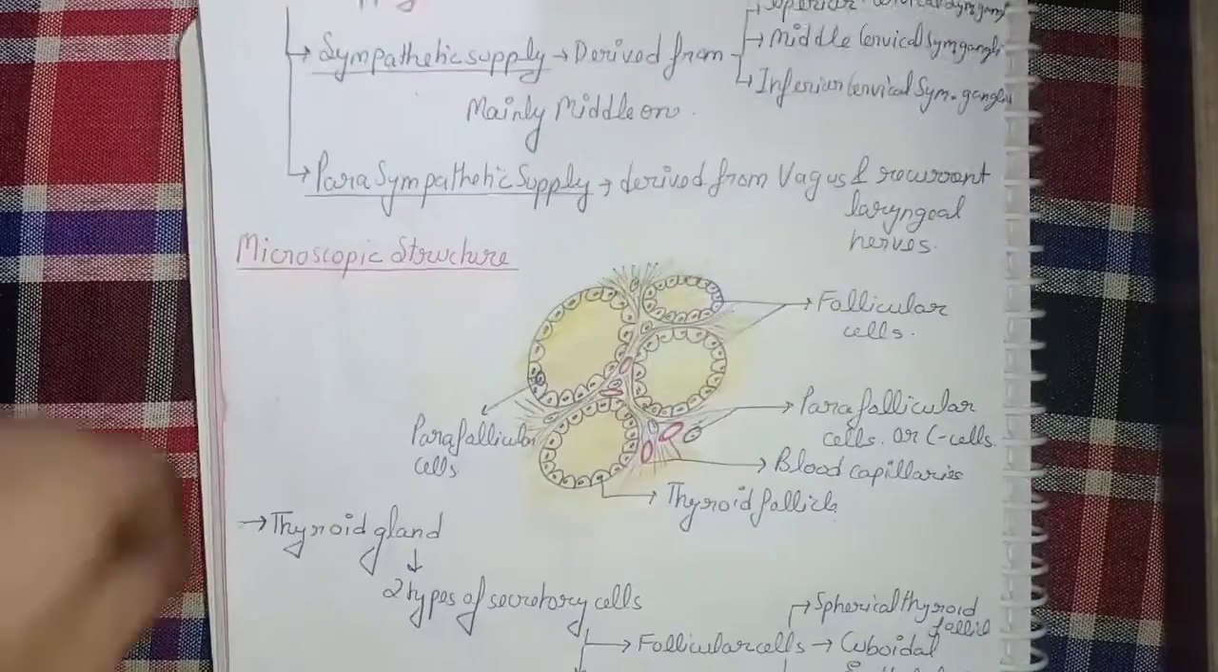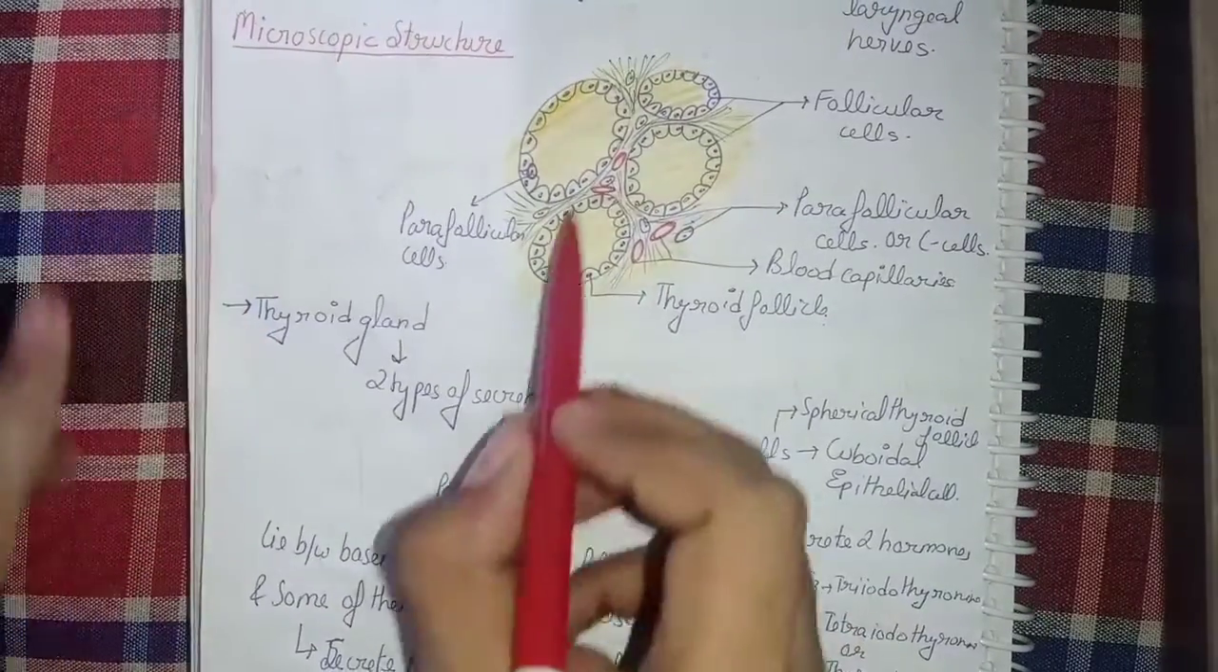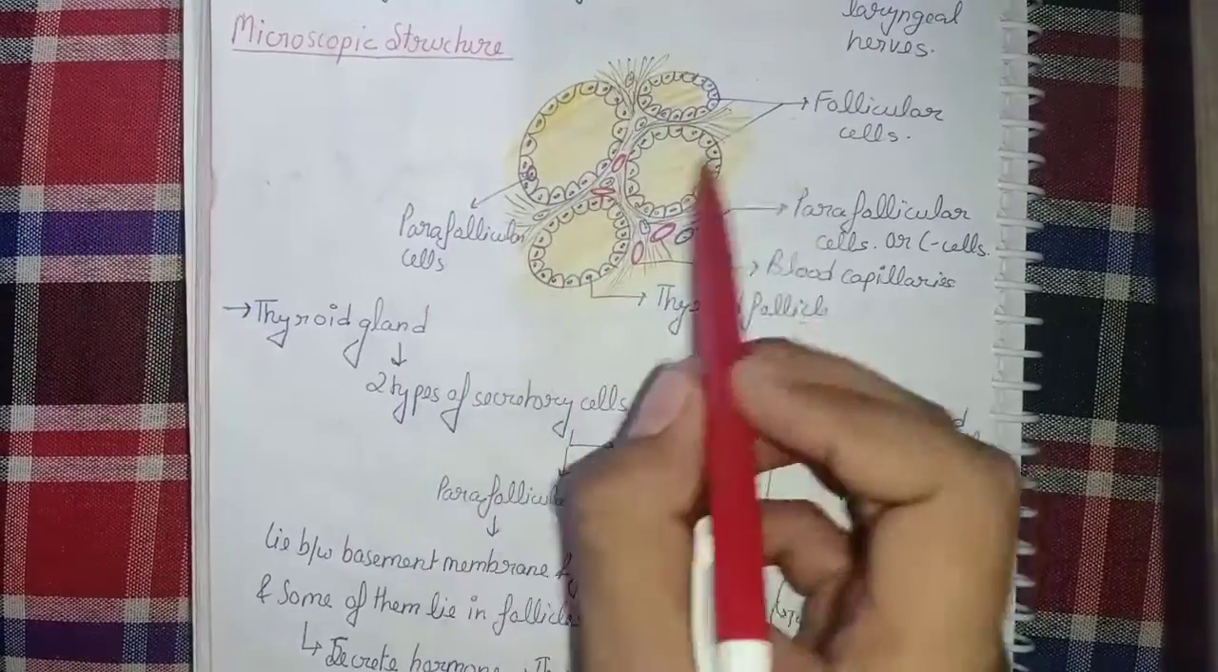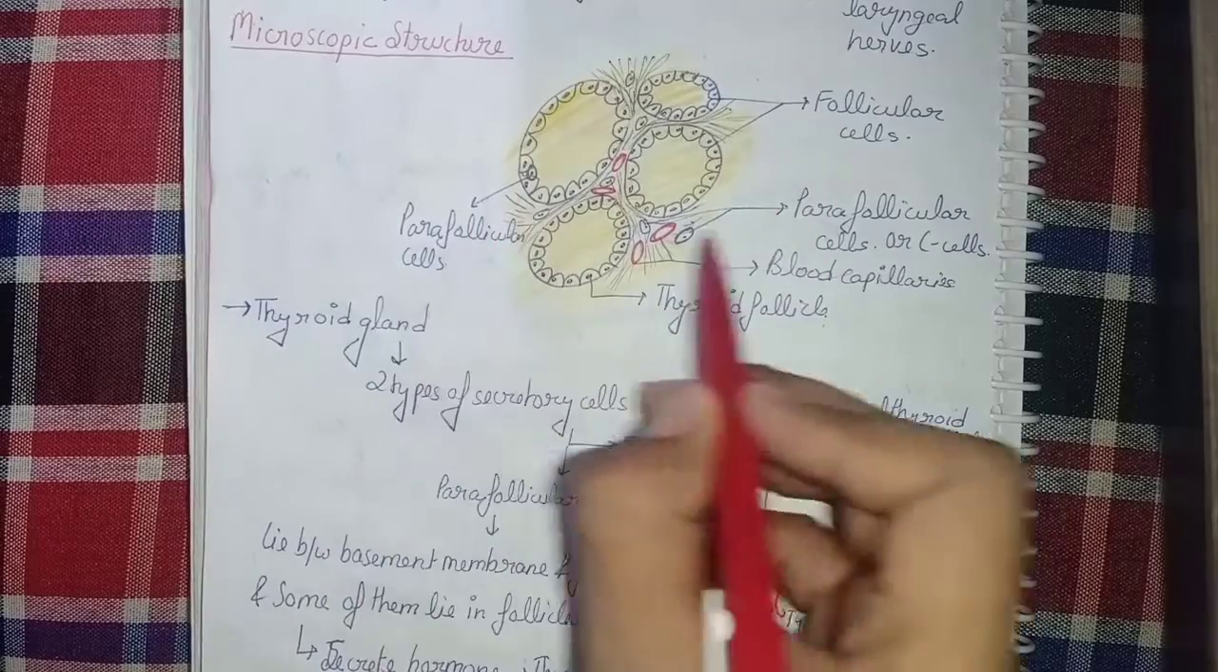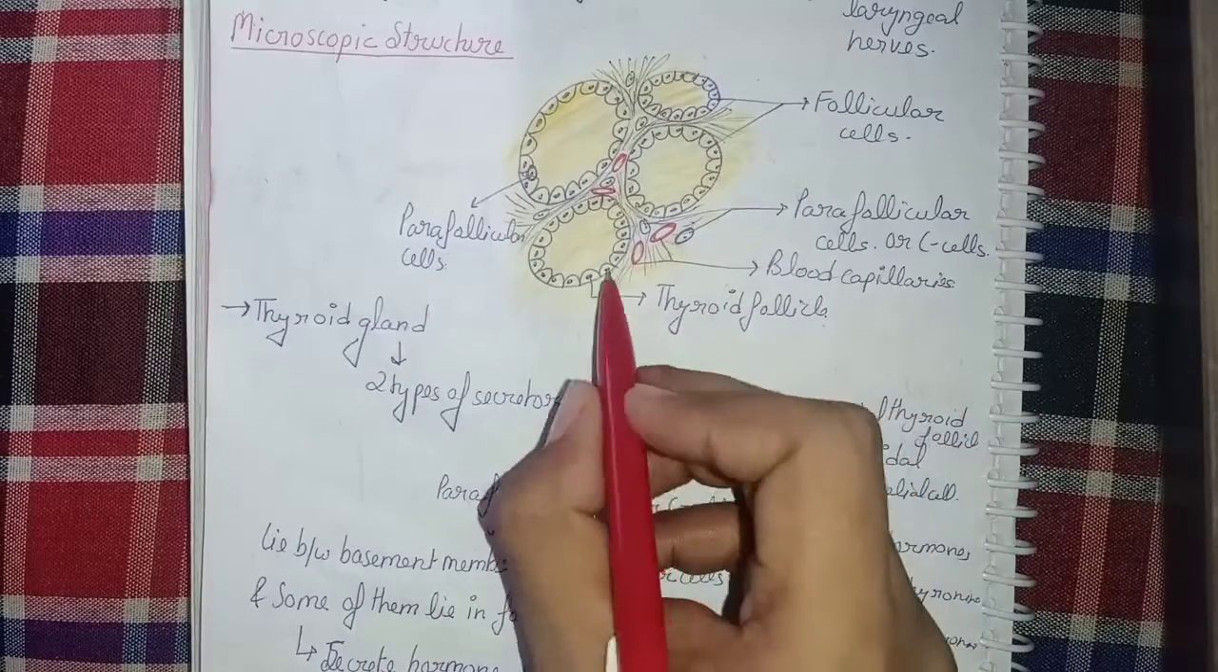Now coming to the microscopic or histological structure of the thyroid gland. As you can see, this is the microscopic structure of the thyroid gland, in which there are follicular cells, parafollicular or C cells, blood capillaries, and thyroid follicles.